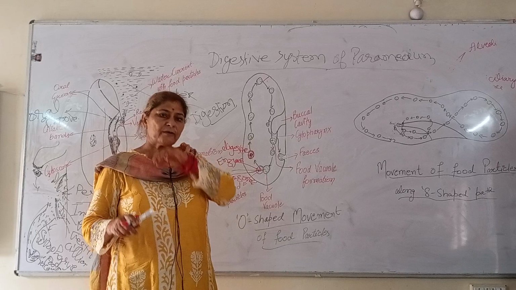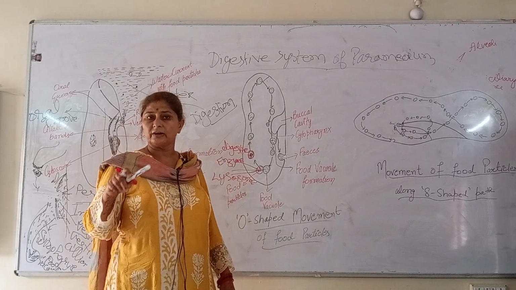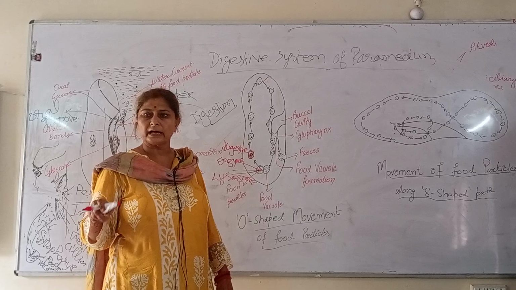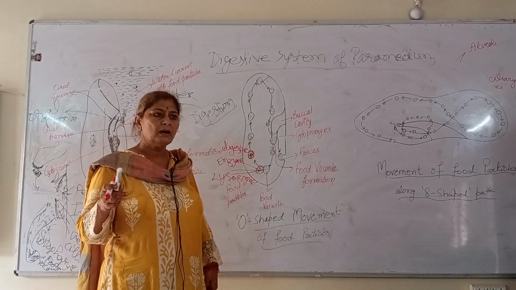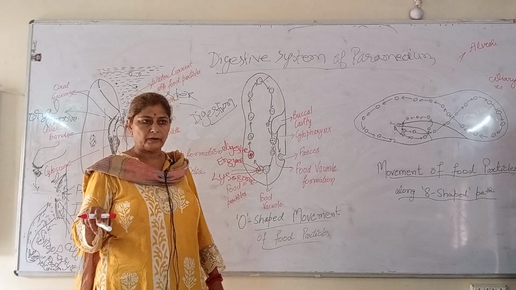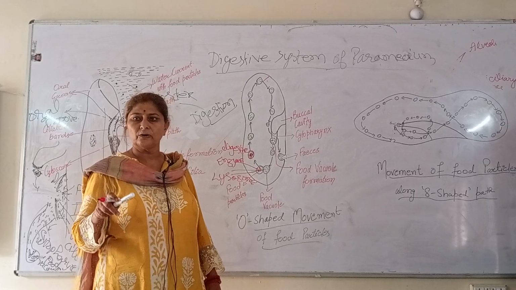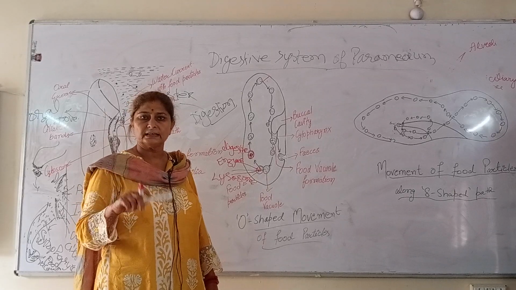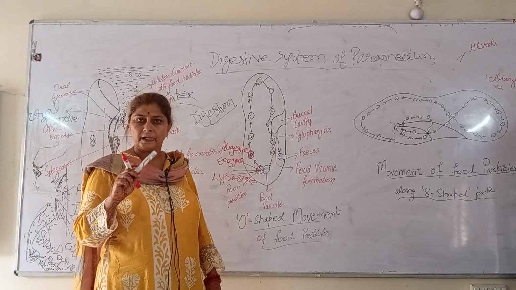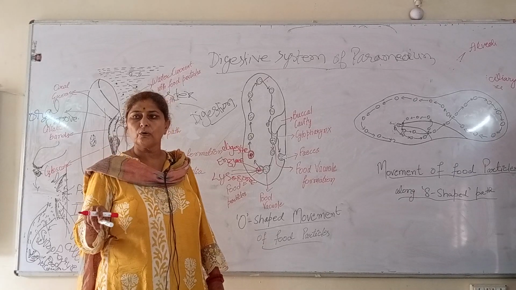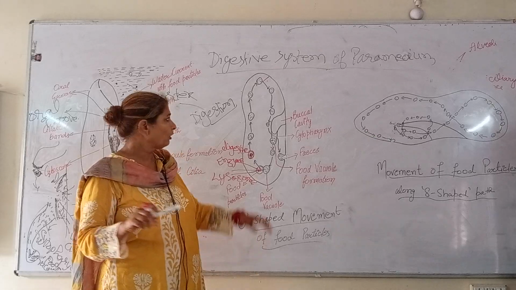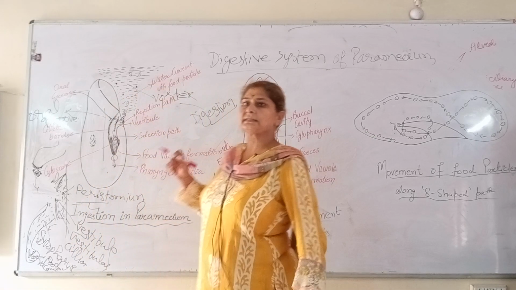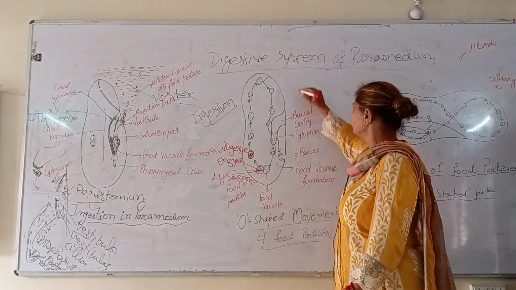All these foods which I have told you: polysaccharide changes into monosaccharide, that is glucose; proteins change into simple amino acids; lipids change into fatty acids; nucleic acid changes into nucleotides and nucleosides. After the digestion, the next process is absorption.